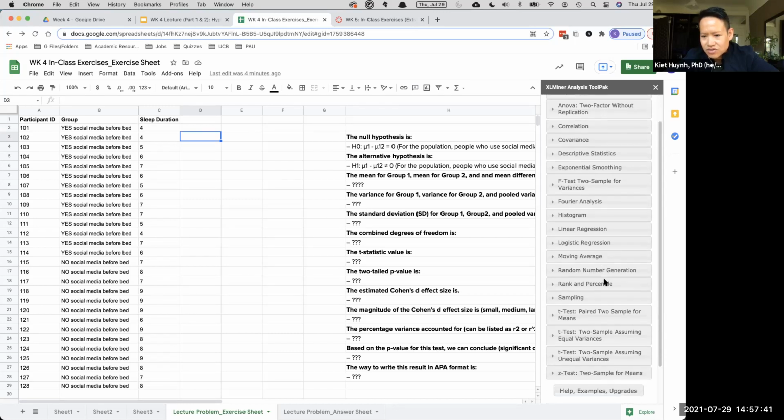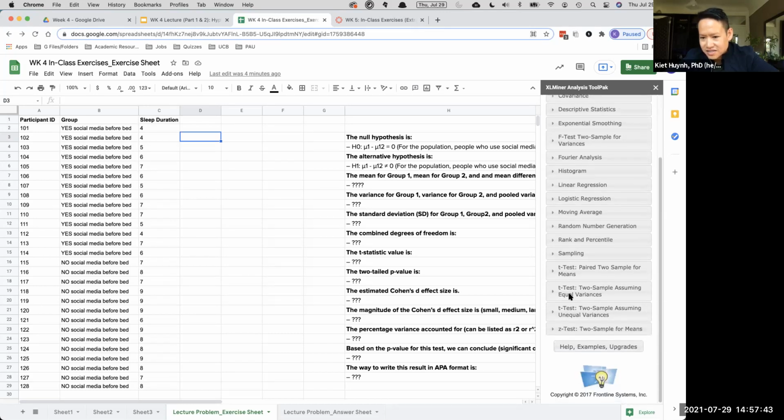All right, so what we want to look for is t-tests, two samples, assuming equal variance. Remember we said that we were assuming that both groups have equal variance in the population. There's one for unequal variances, but we're not using that in this class. So you click on this.